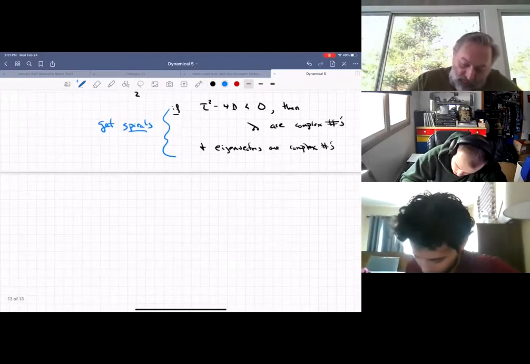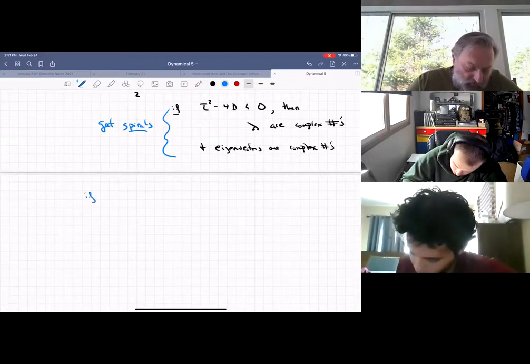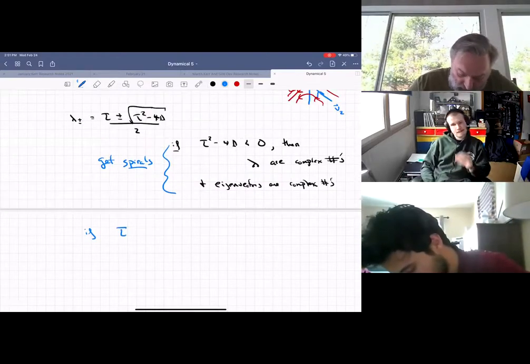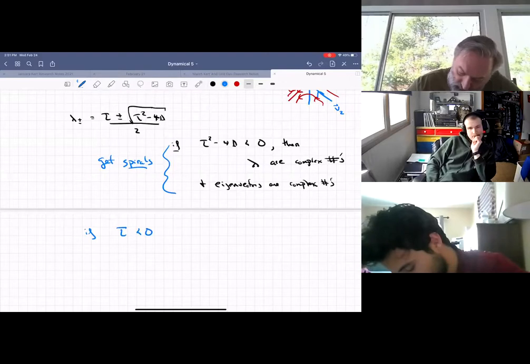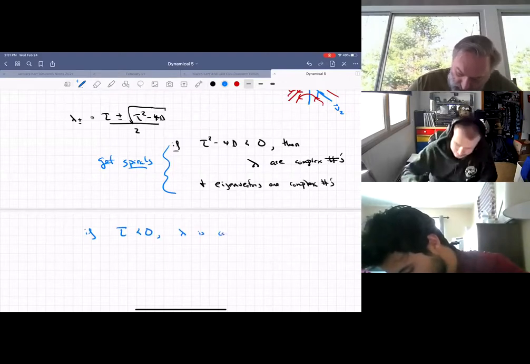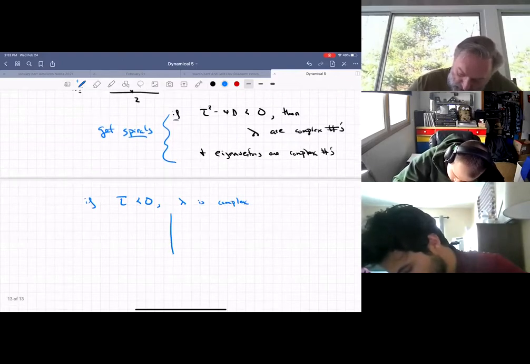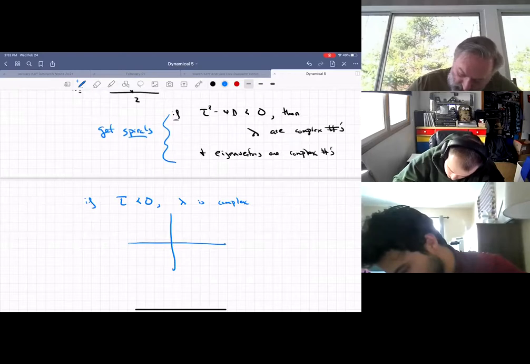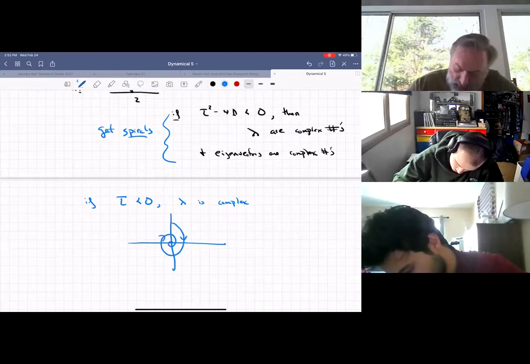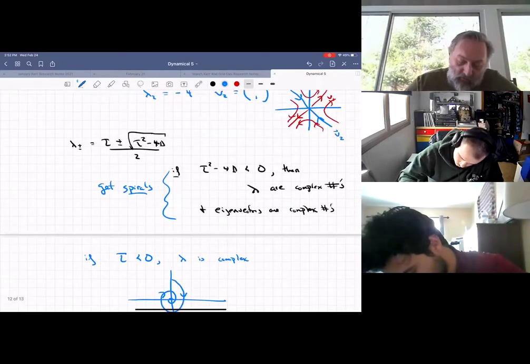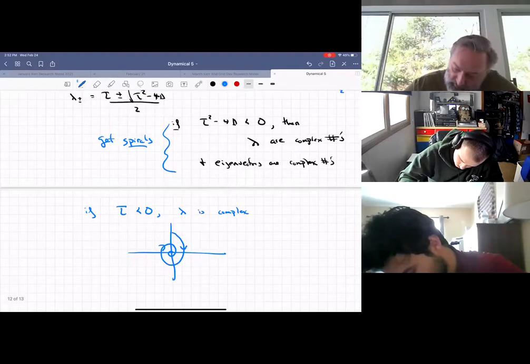Right? So if your trace is negative and the eigenvalue is complex, then what you'll get is an inflowing spiral.